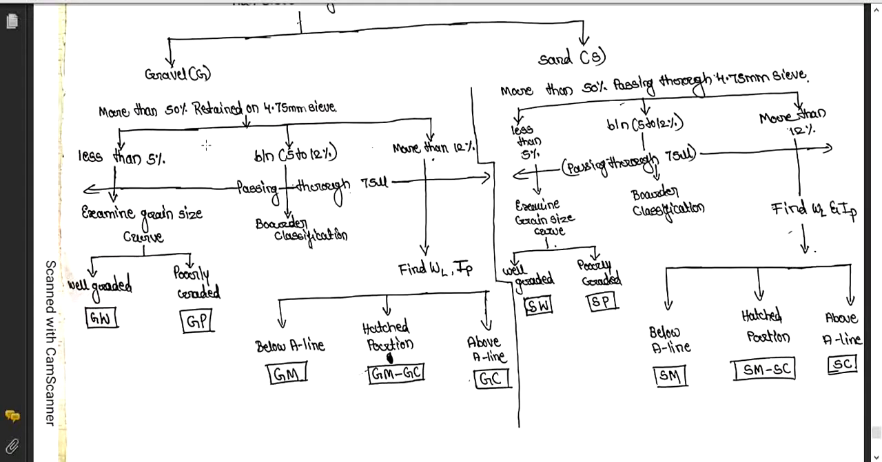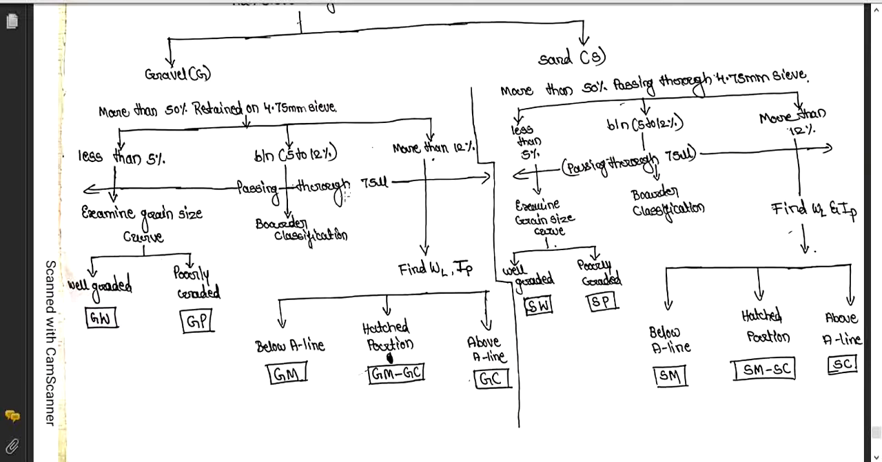Then you can see we have to observe in that sieve analysis, again the 75 micron sieve. So if less than 5% is passing through it, examine the grain size curve. After examining the grain size curve, which is that grain size curve? That grain size curve is the curve which I have shown in sieve analysis, that is well graded, poorly graded. That curve is called the grain size curve. So after this 4.75 mm sieve, we have to examine the 75 micron sieve.